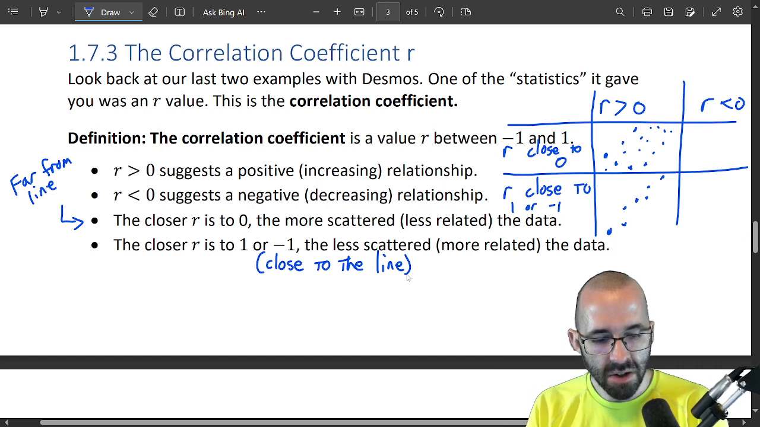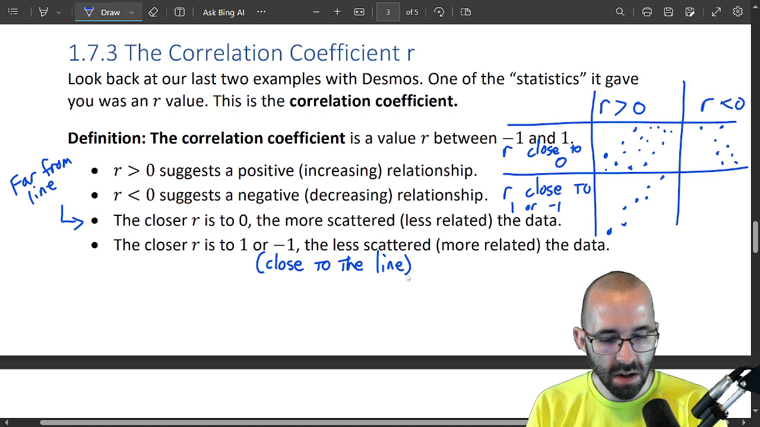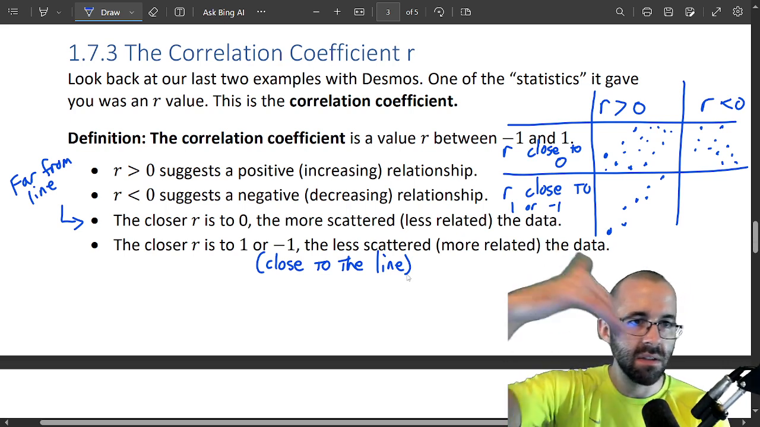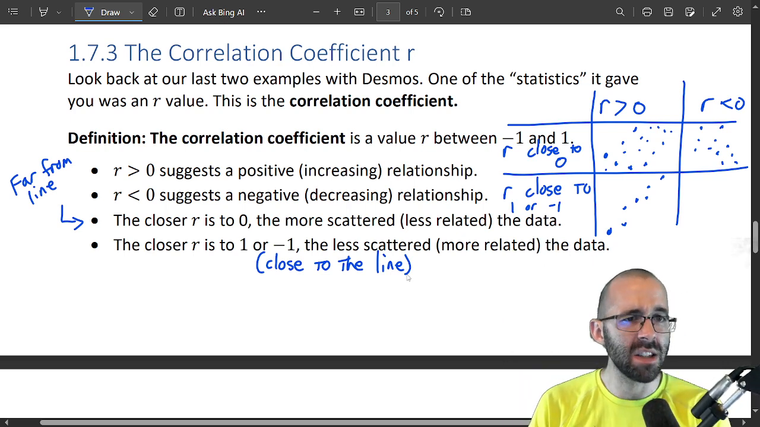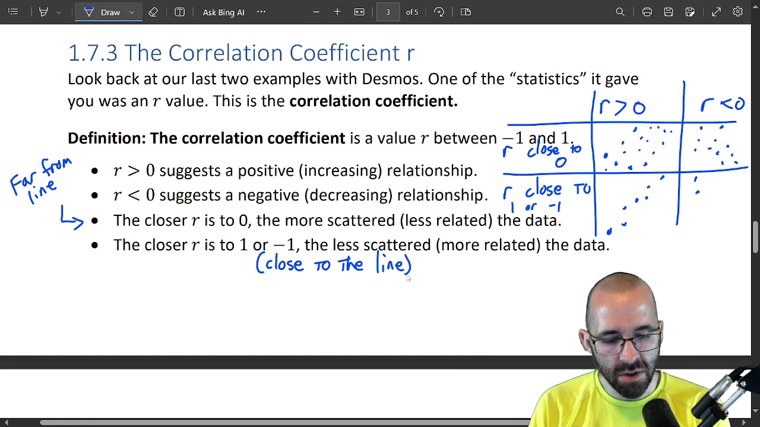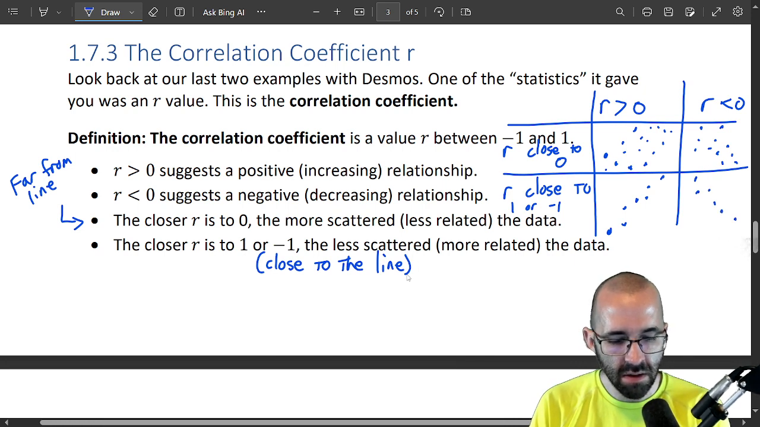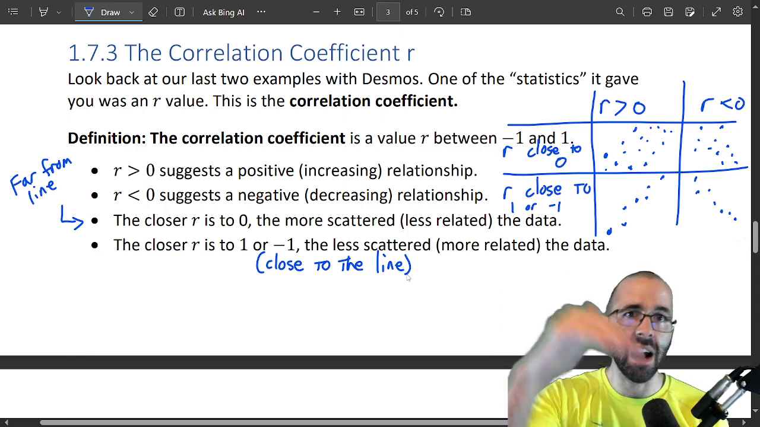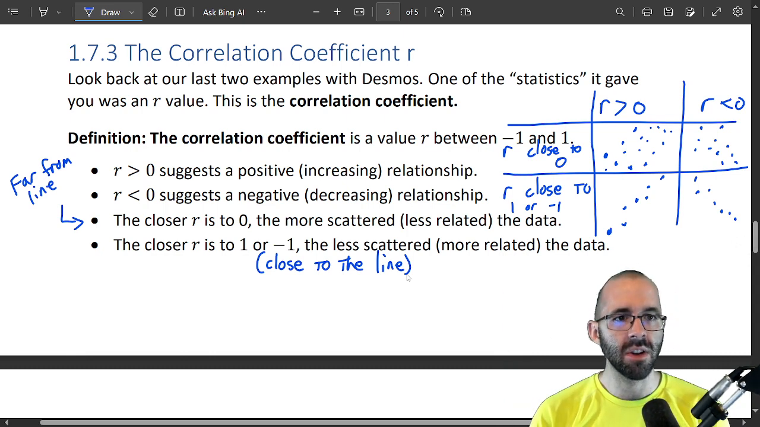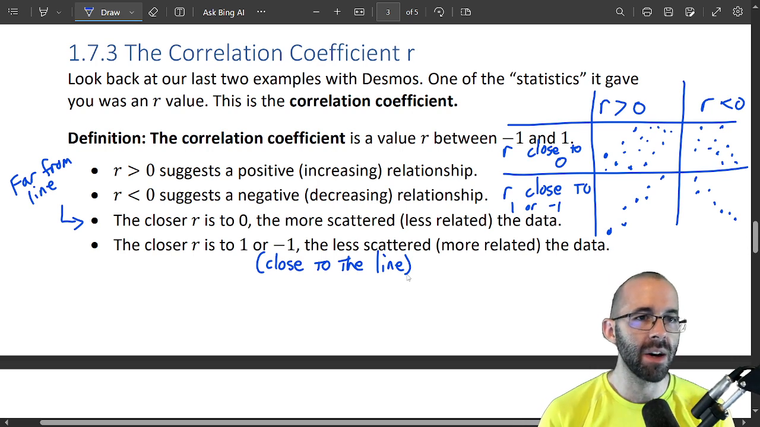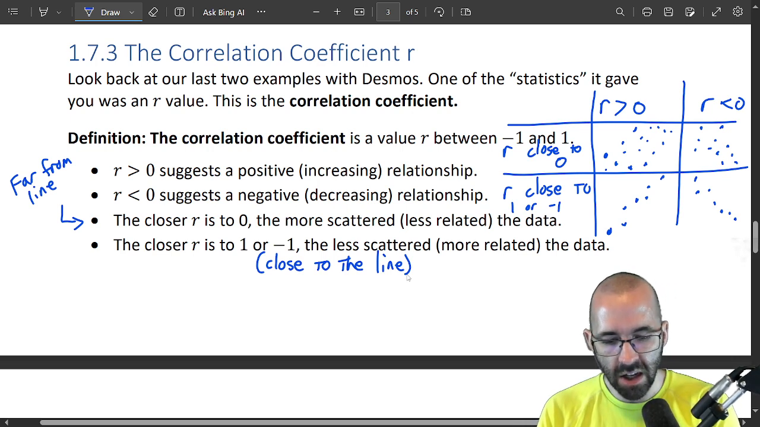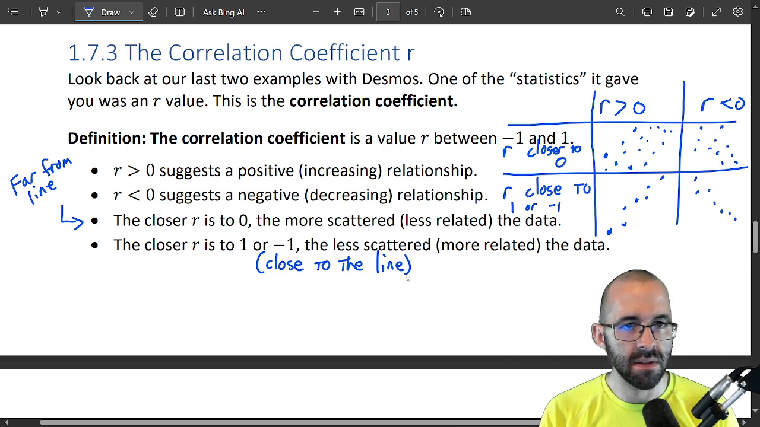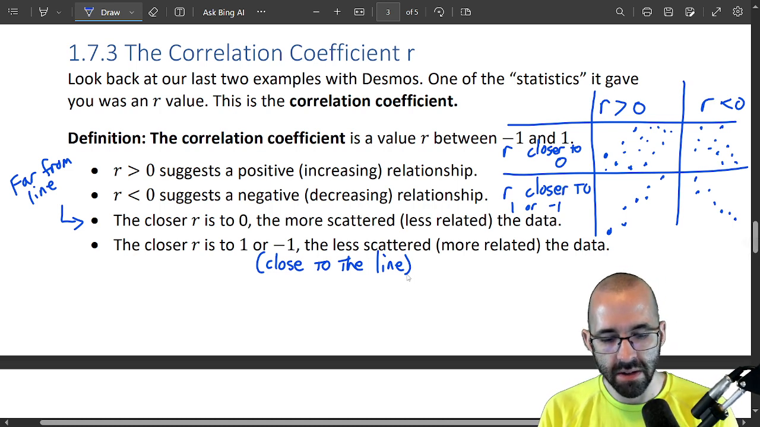Similarly, if R is close to 0 but negative, now it's a decreasing relationship. On average, it's going down, but the points are really spread apart. But if it's really close to -1, they'll be really close to that best fit line. It's still going down. So those are the 4 things that we'll think about: closer to 0, closer to 1 or -1.